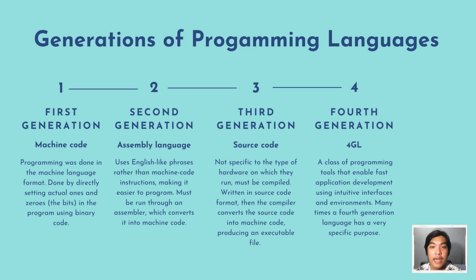Fourth generation languages are a class of programming tools that enable fast application development using intuitive interfaces and environments. A fourth generation language has a very specific purpose, such as database interaction or report writing. These tools can be used by those with very little formal training in programming and allow for the quick development of applications.